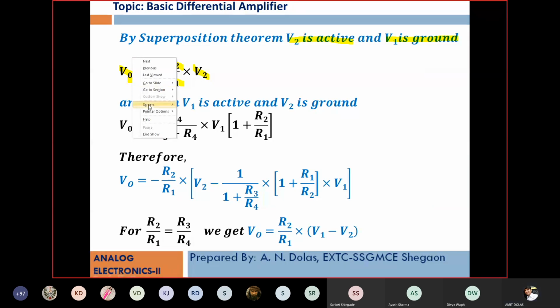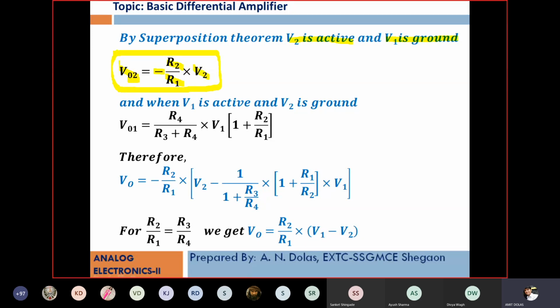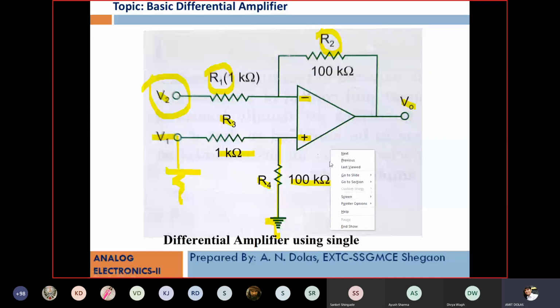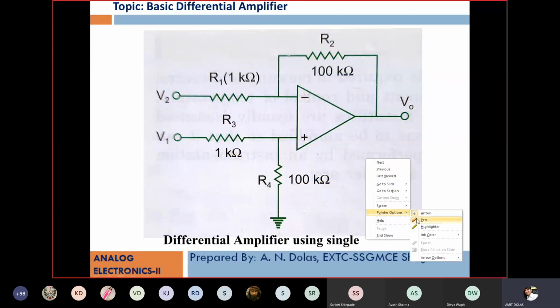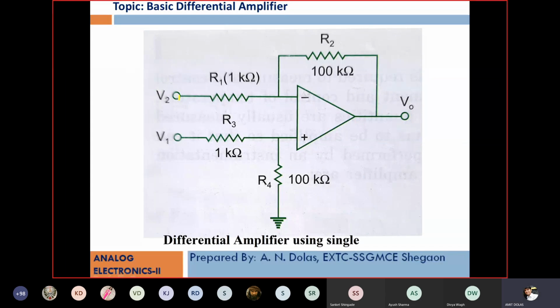Likewise, here is the output. Now again, we have to operate on the other input signal, when V1 is active and V2 is ground. Then what is the output? Let's go back to the circuit. This is the circuit diagram. I'll erase the earlier ink. So this V2 is ground now and V1 is active.